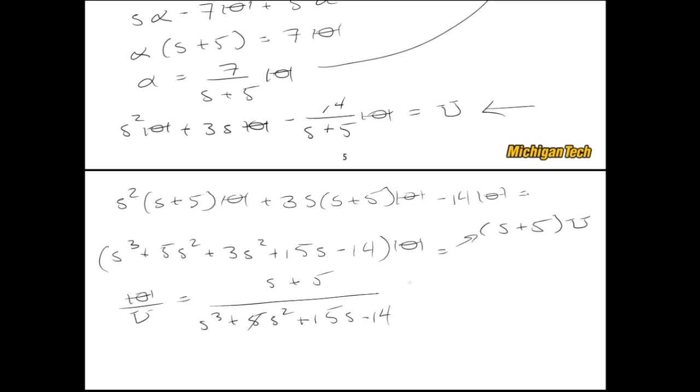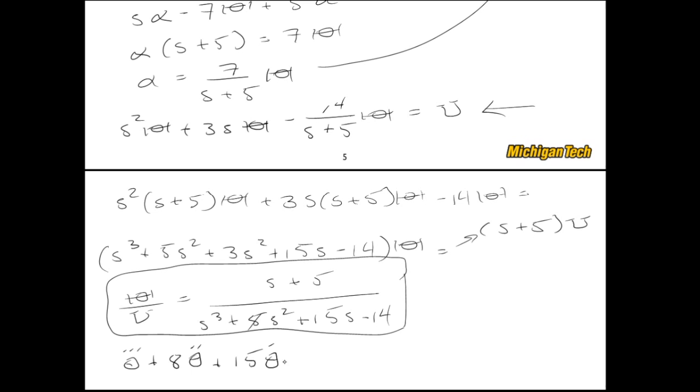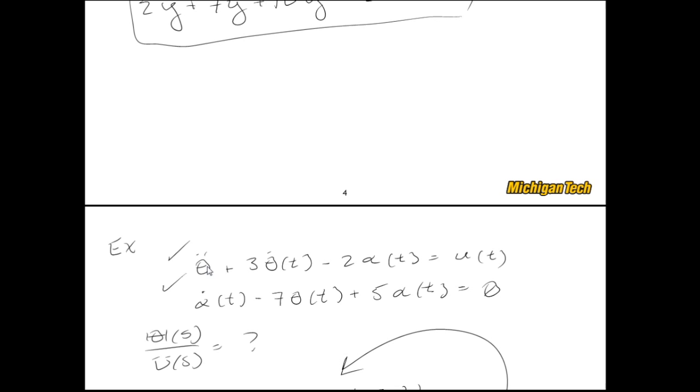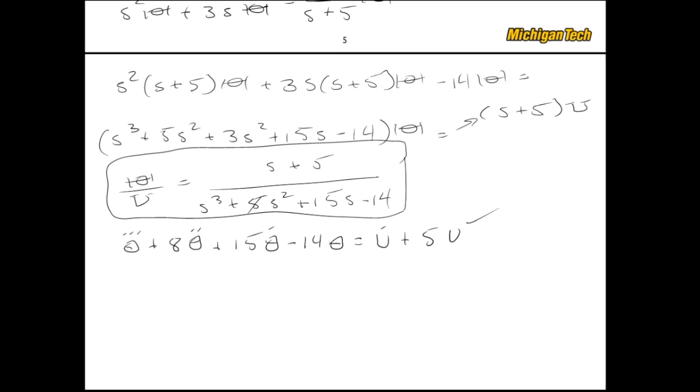Now, what's interesting is if we wanted to get a single differential equation between theta and u, I could now do that by undoing this Laplace transform. For instance, I could go theta triple dot plus 8 theta double dot plus 15 theta dot minus 14 theta equals u dot plus 5u. Interesting. So I started with two coupled differential equations up here. Boom, boom. And I put it into the Laplace domain, made a transfer function here, and then took that back into a single differential equation in terms of theta triple dot and u.